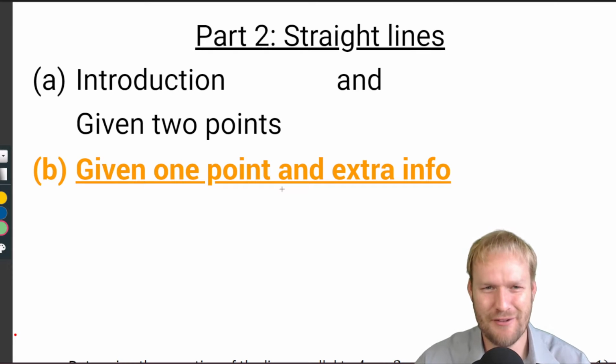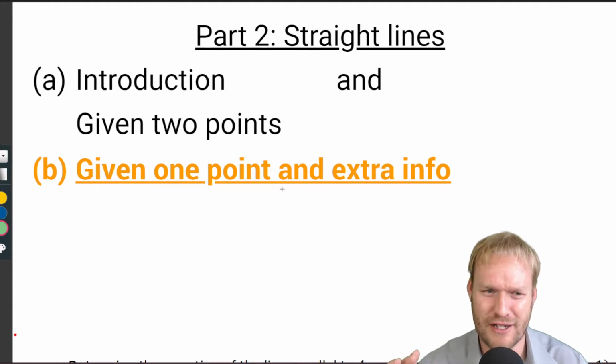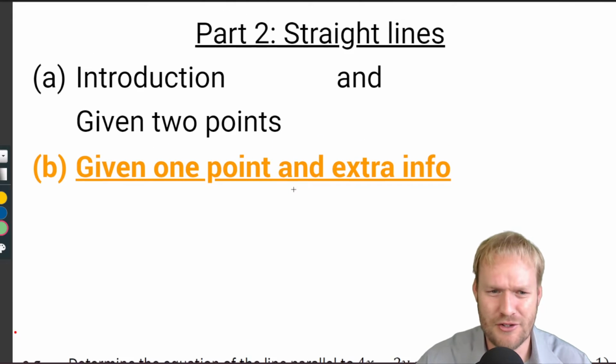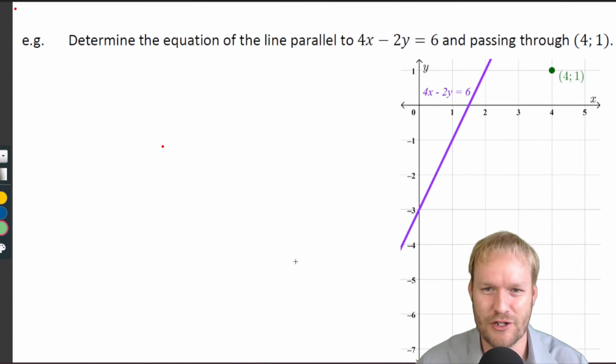Welcome to the second video in part 2. In this one, we're going to be looking at straight lines where we're given 1 point and then some other information. Just think for a second, if we're only given 1 point and nothing else, we wouldn't be able to define a unique line. Okay, so let's look at our first of 2 examples.